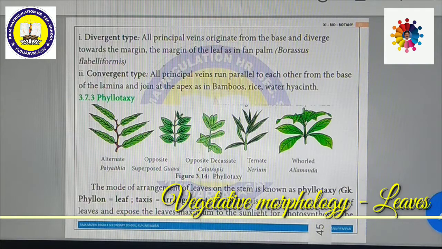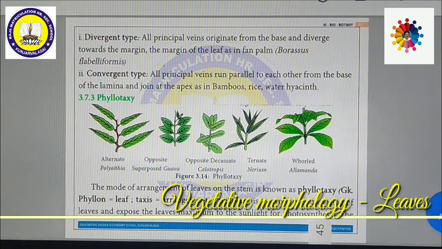Another important biomarker is phyllotaxy. What is meant by phyllotaxy? The arrangement of leaves on the stem in order to get more sunlight. These arrangements are available in plants. These arrangements of leaves are called phyllotaxy.